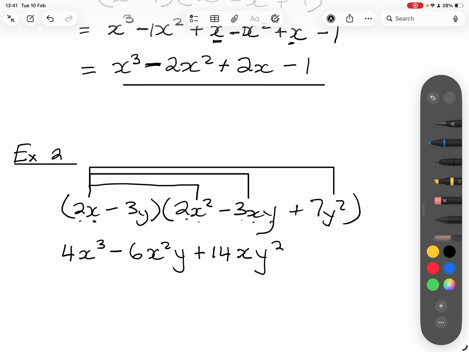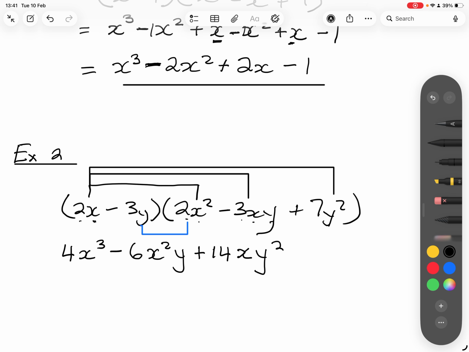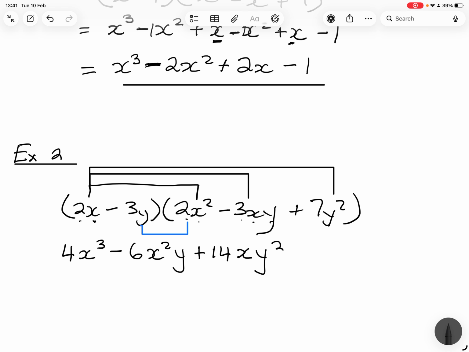So now we've got negative 3y, the second term, with the first term of our trinomial. So negative 3y multiplied by 2x squared. So that will be negative 6. Positive times a negative is a negative. So that's going to be negative 6x squared y. I'm always going to start with the x and then the y term so that we are able to identify them more easily when we have to add.